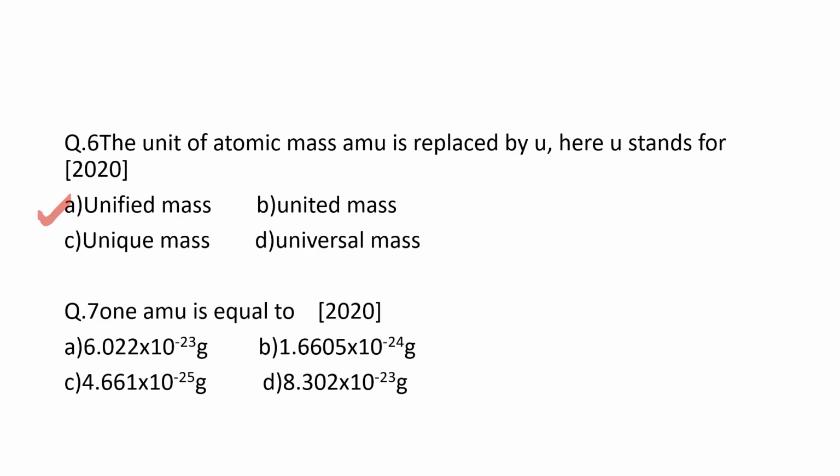Then question number 7. 1 AMU is equal to, I have given you already the value. Option number B is the correct one for this, 1.6605 into 10 raised to minus 24 grams.